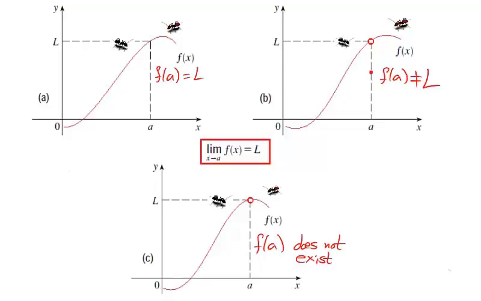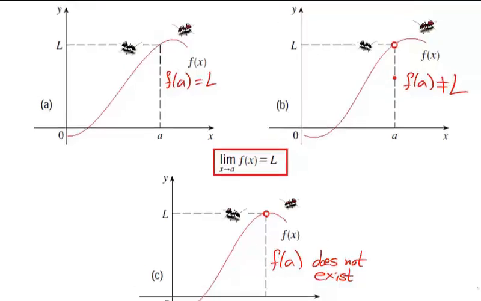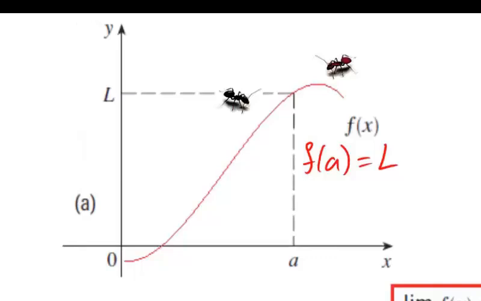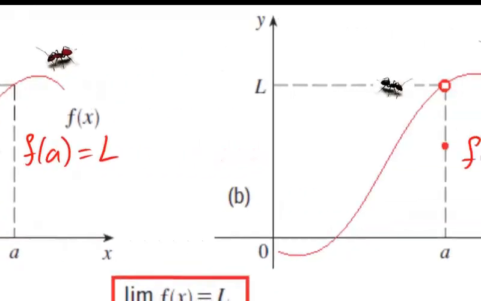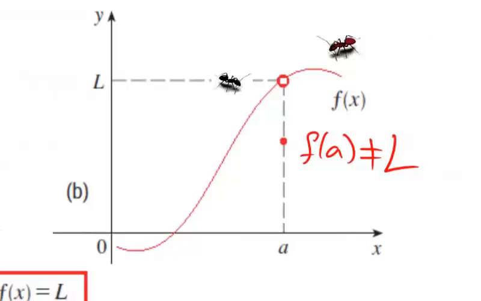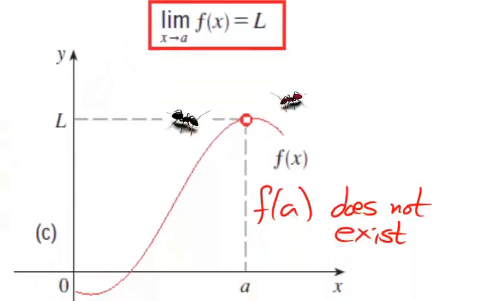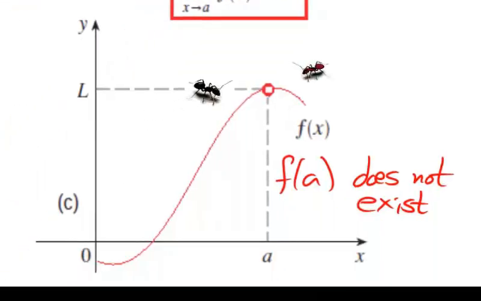There are 3 scenarios in which a limit exists and is equal to a value L. In all 3, lefty and righto meet at x equals a. In the first scenario, the actual value f of a exists and is L. In the second scenario, the actual value exists, but is not L. And in the third example, the actual value does not exist.